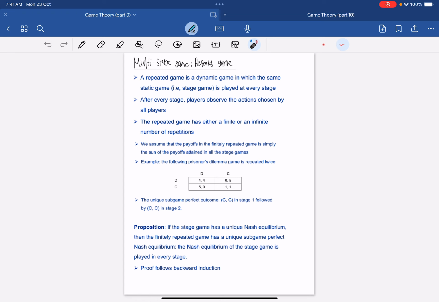Hi, in this video, I'll be going through what is a multi-stage game, and I'll talk specifically about what happens if this multi-stage game becomes infinite.